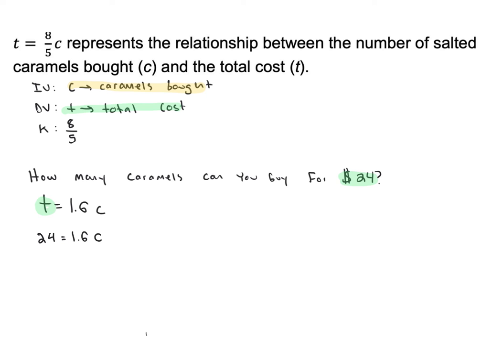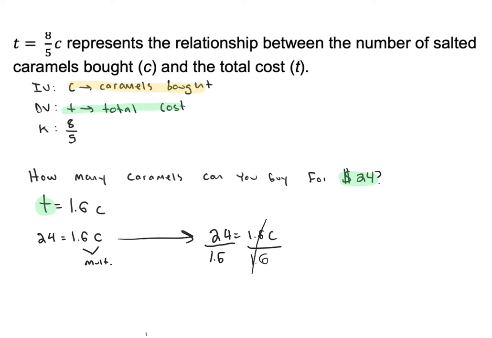And now we need to solve for C. So since this right here is multiplication, what we want to do to undo that is division. So instead of 24 is equal to 1.6 C, we're going to divide both sides by 1.6. If we divide this by 1.6, we end up with 1C, and that's what we want. We don't know how many 1 caramel costs, but we have to then divide this also by 1.6.